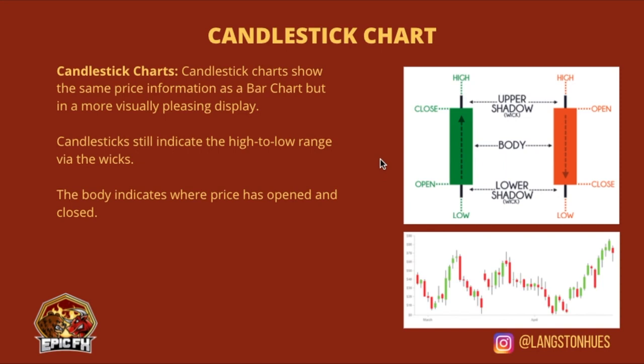The color of the candles indicates if it's bullish or bearish. Usually green candles indicate bullish, and usually red candles indicate bearish. The bullish candle opens at the bottom, goes up, and closes at the top, making it a bullish candle. Whereas the red candle opens at the top and closes at the bottom, making it a bearish candle.